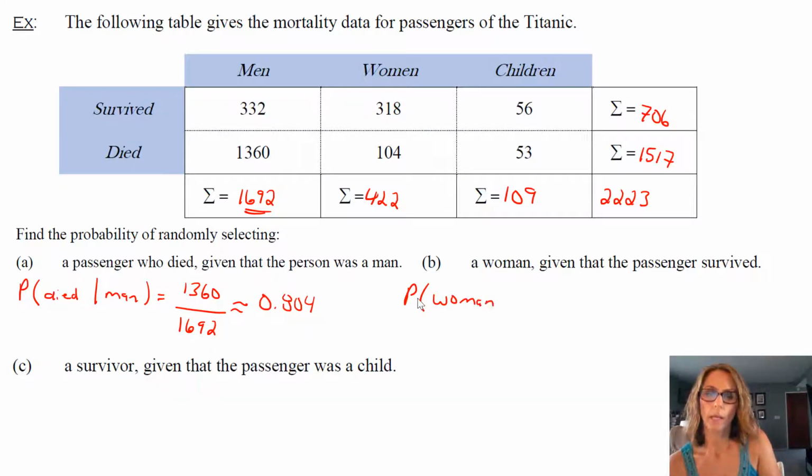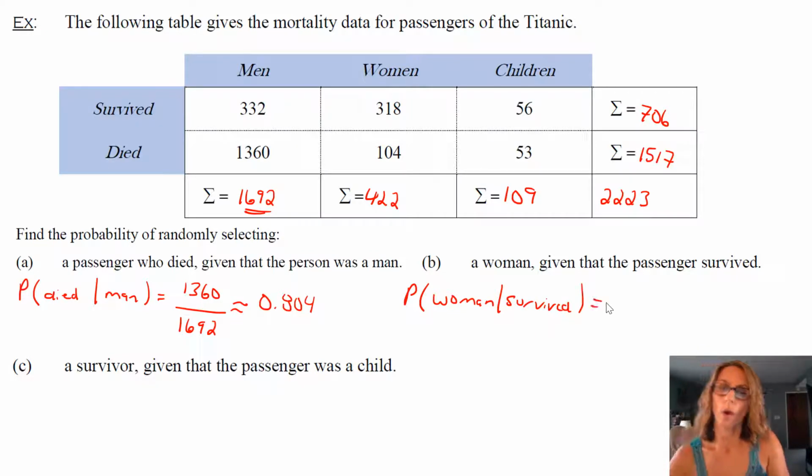So the probability that now we're back to our 2,223 first. We put them in, we're going to pull somebody out, but now we want to know what's the probability that we get a woman, but now we're given that the passenger survived. So again, that given information changes your sample space. We know that the passenger survived. Whoever is being pulled out survived.